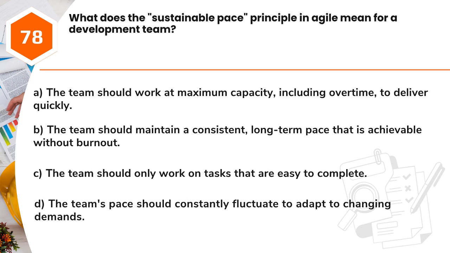Question 78. What does the sustainable pace principle in Agile mean for a development team? A. The team should work at maximum capacity, including overtime, to deliver quickly. B. The team should maintain a consistent, long-term pace that is achievable without burnout. C. The team should only work on tasks that are easy to complete. D. The team's pace should constantly fluctuate to adapt to changing demands.